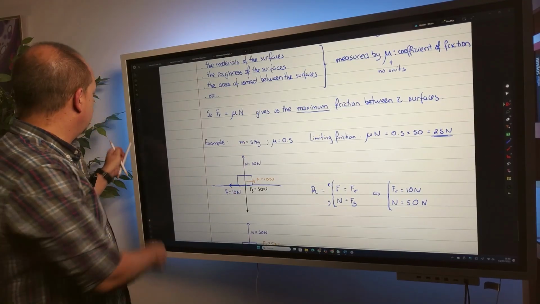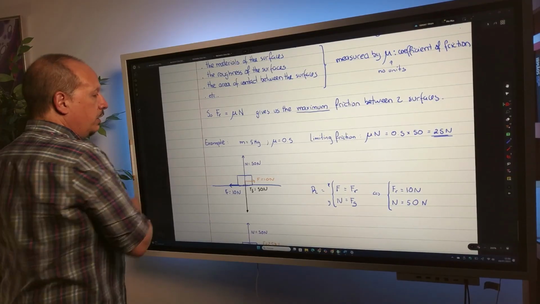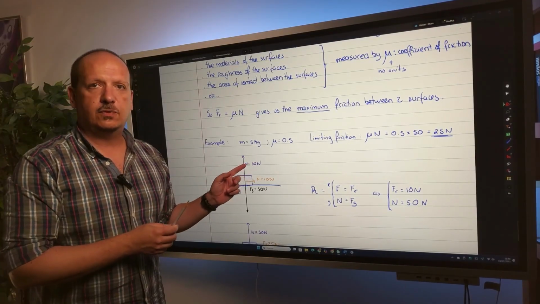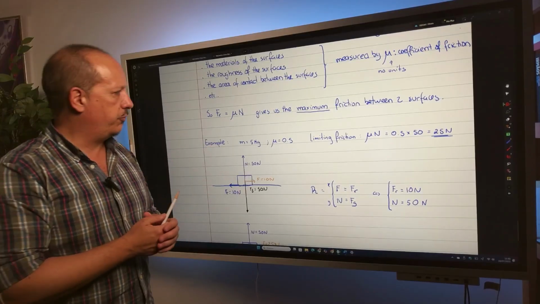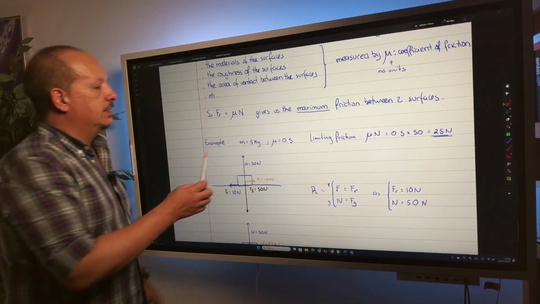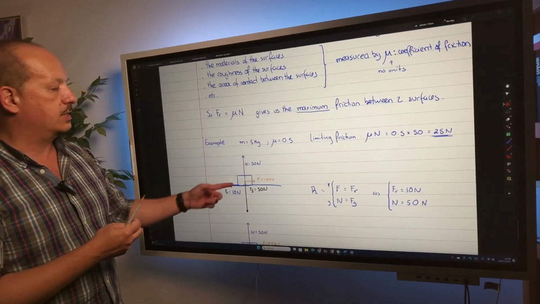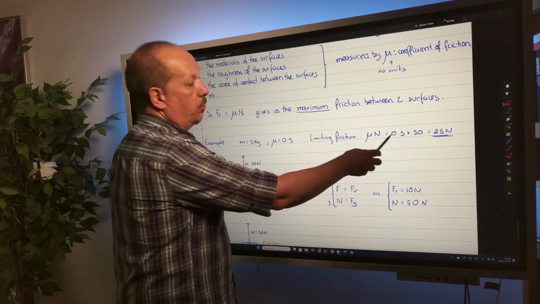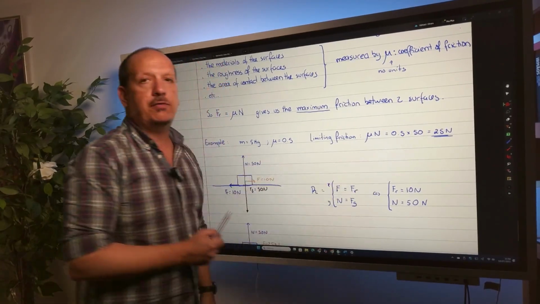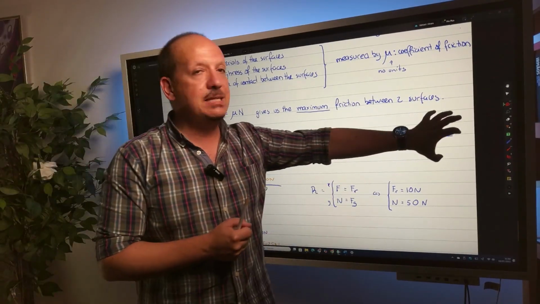So the normal contact force is also going to be 50 newtons, right? I hope that by now this is trivial for you. So the limiting friction, the maximum friction that can occur between the box and the surface, is 0.5 times 50, which is 25 newtons. This is the maximum value.